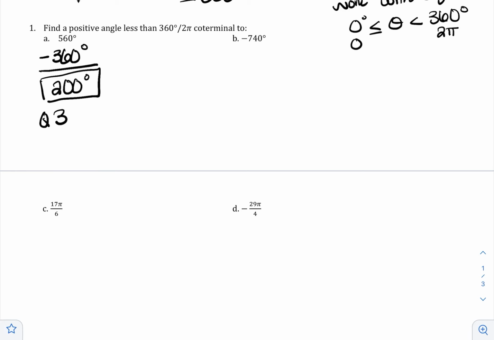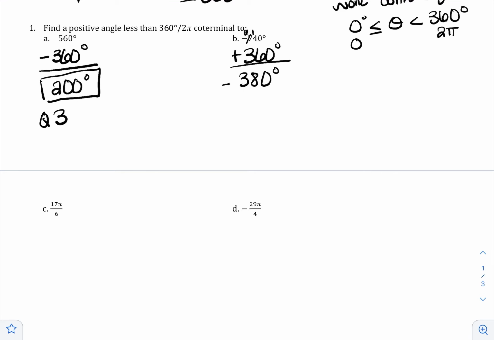Okay, the next one is going to be negative 740. So here it's negative, and we want it to be positive. So we're going to add 360 degrees because we don't want to make it smaller. We want to move it toward the positive side. So when we do that, that's going to give us negative 380 degrees. Right, because the way that works is you put a little 1 here, and then you take away a 6. So 14 minus 6 is 8, 6 minus 3 is 3.